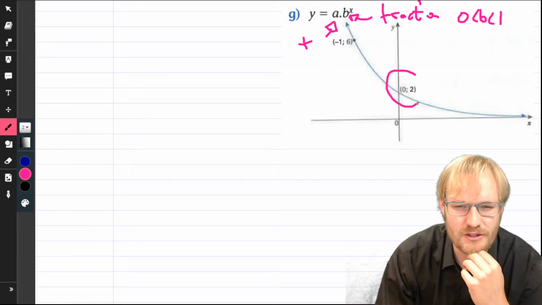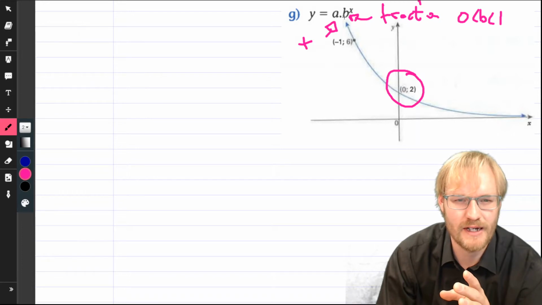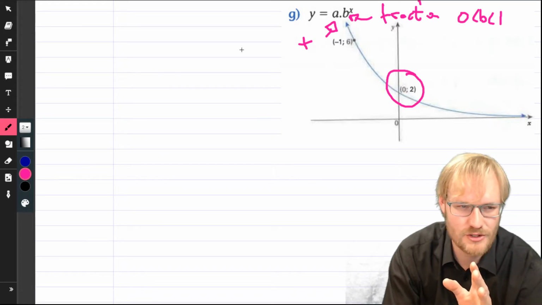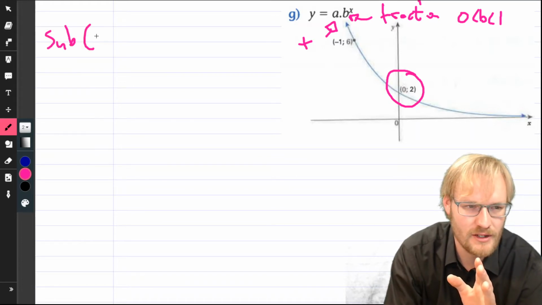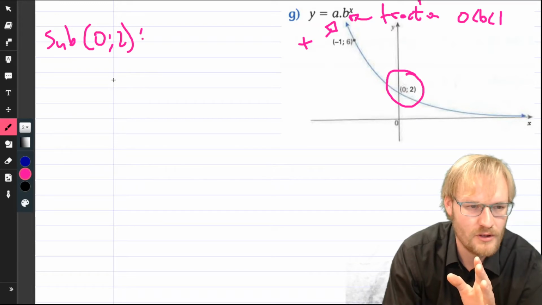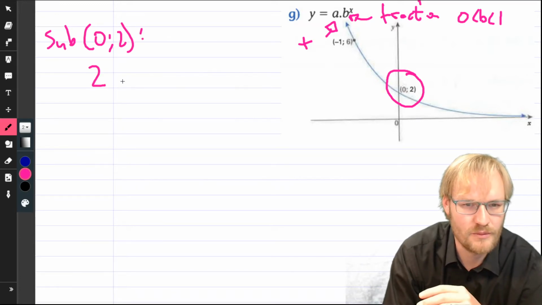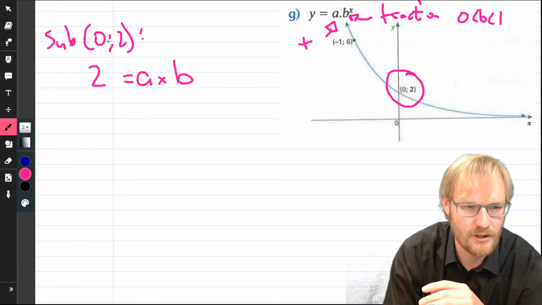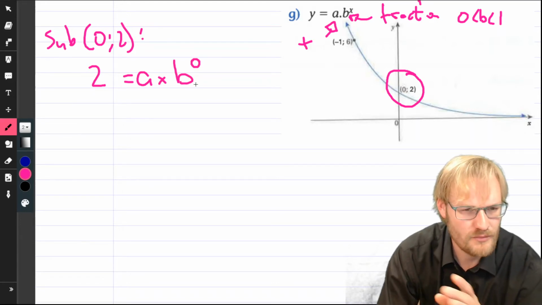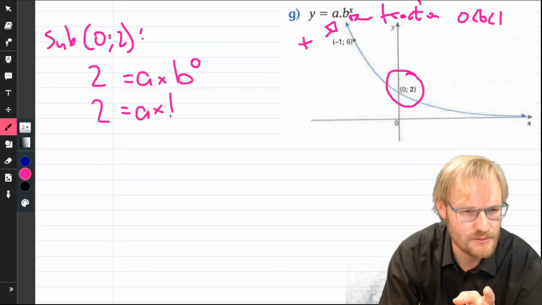Let's substitute this value in. And the reason is this x value is 0, and anything to the 0 is going to be 1. So in other words, we can create an equation where we don't have b, we just have a. So let's substitute this point in. Sub in (0, 2). So our y value is 2 equals a times b to the power of 0. Okay, but anything to the power of 0 is 1. So 2 equals a times 1. In other words, a is just the value 2.